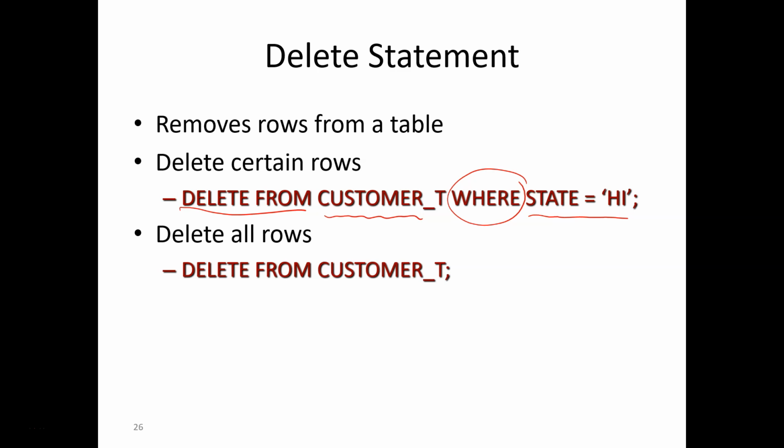But if you want to delete all the rows, all you need to do is just delete from, followed by the table name without the condition. If you don't put a condition there, it will delete all the records in the table. That's something you really have to pay attention to when you use the delete statement. If you forget to put the condition, it will delete all the records in the table, and sometimes that may not be what you want. If you don't want to delete all the records, make sure you put the where clause to state the condition of the deletion.